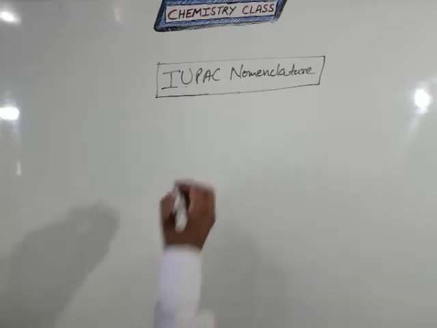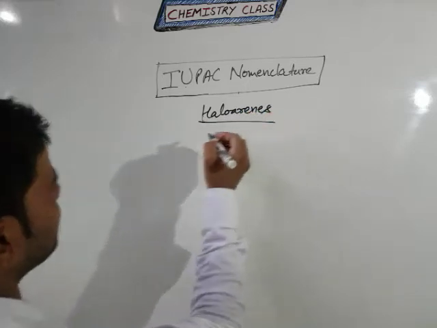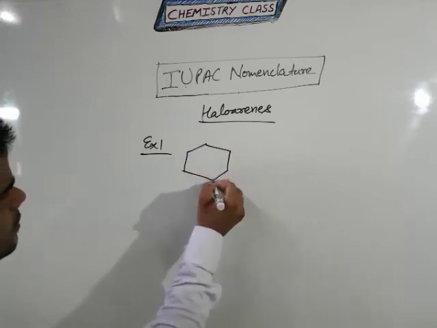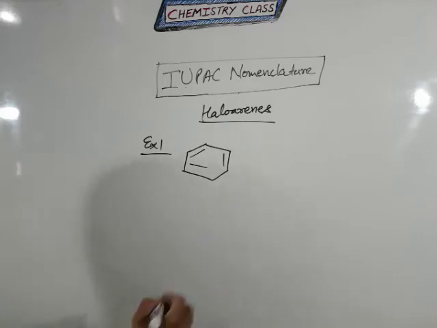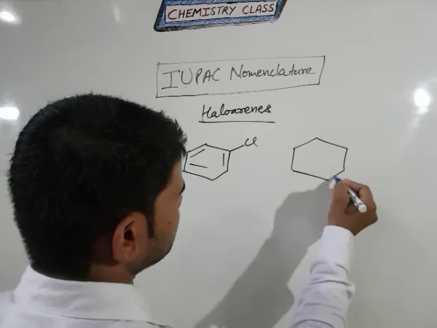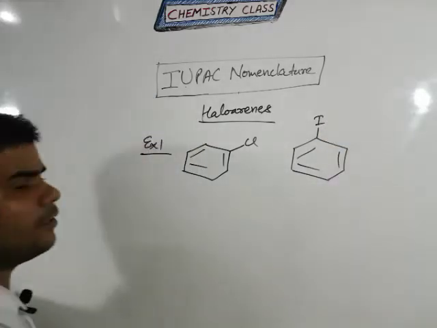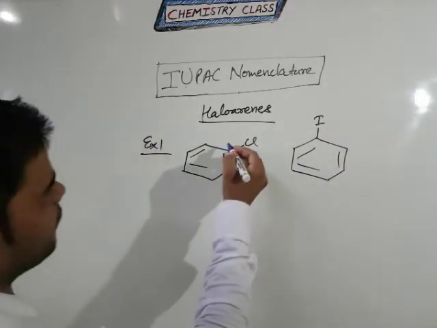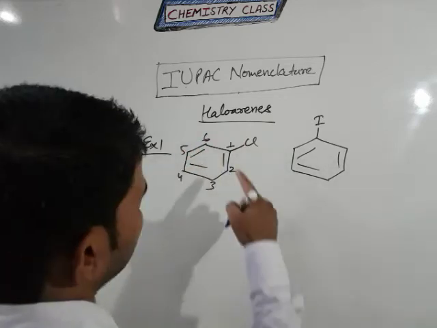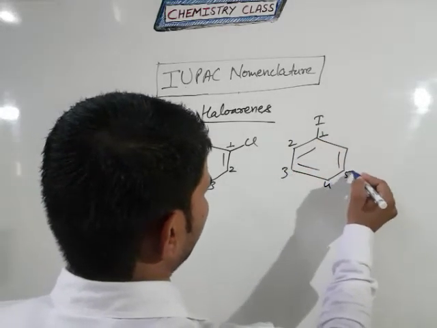come to the haloarenes. So haloarenes examples, like example first, haloarenes means halogen attached directly to the benzene ring. So if the Cl is there, or I means iodo is there. So students, this is our first position, second, third, 4, 5 and 6. You can write the counting of the carbon atoms like 1, 2, 3, 4, 5 and 6.